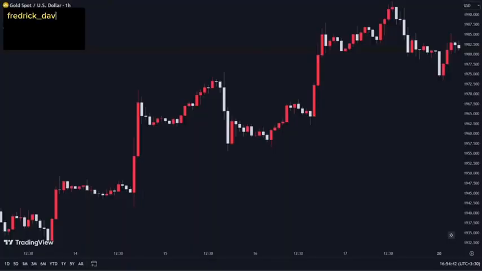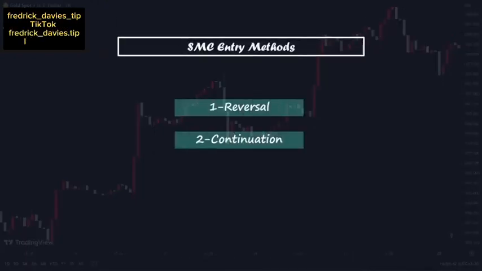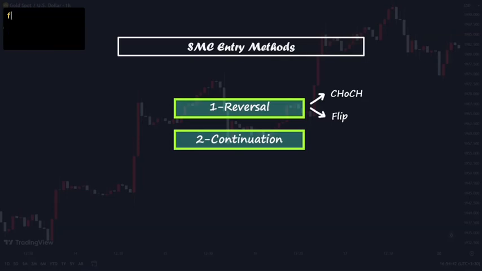Welcome back, traders. So, let's get started. As you know, smart money concepts classify entry methods into two major categories: reversal and continuation entry methods. The reversal entry includes the change of character and flips entry methods. We have thoroughly covered all the criteria and rules needed to identify a valid change of character in the market in the previous episodes. I highly recommend going through our channel and watching them, as they provide valuable insights into understanding changes of character. Now in this episode, we're putting all that knowledge together.